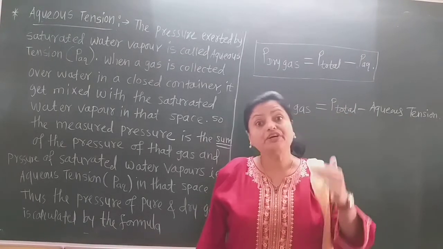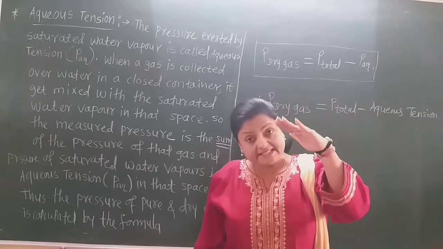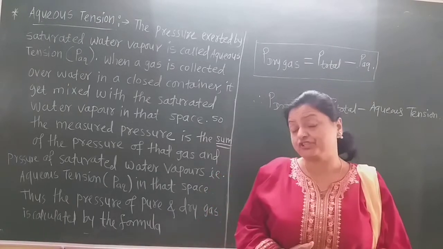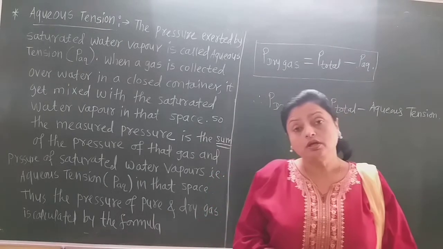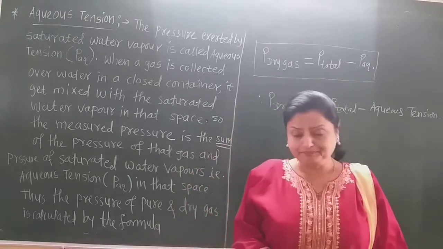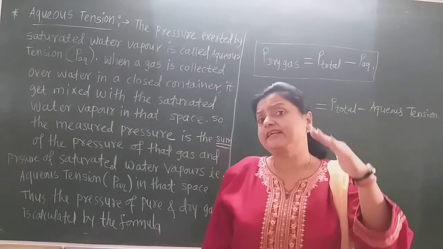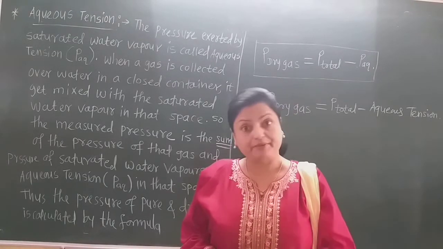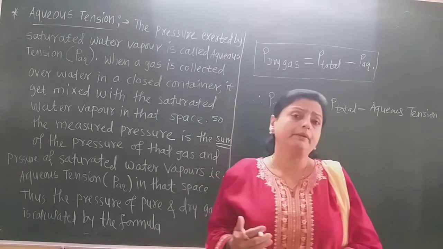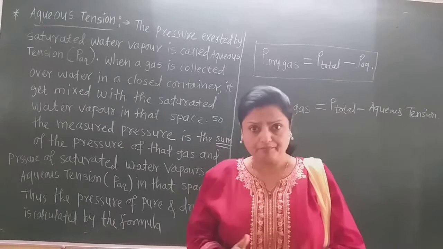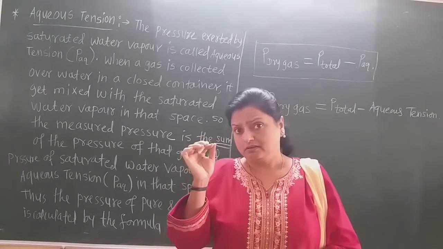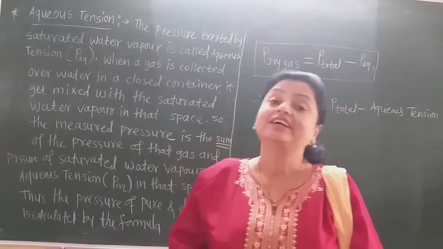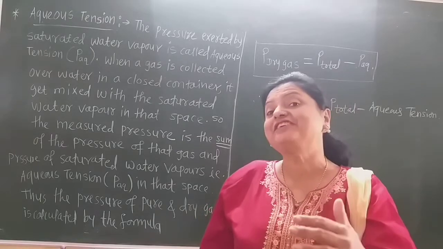The pressure due to the vapors which are exerted on the surface of a liquid is called the vapor pressure. Here water also has vapor pressure. That is the pressure exerted by the water vapors on the surface of the water, called the water vapor pressure. Now if the water vapor pressure becomes maximum at a definite time, then that maximum water vapor pressure, the saturated water vapor pressure, is called the aqueous tension.